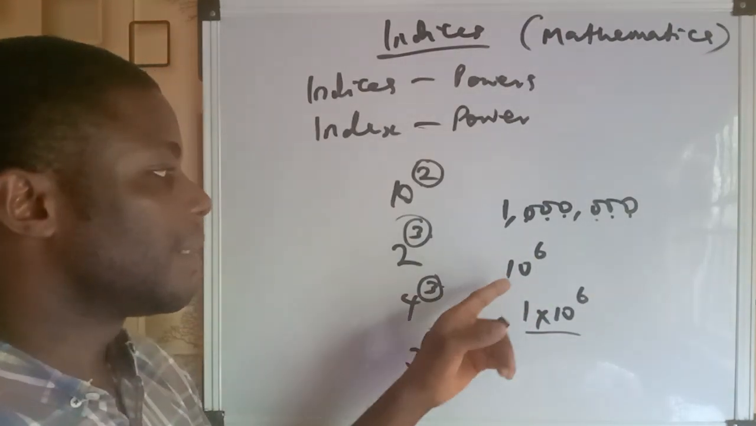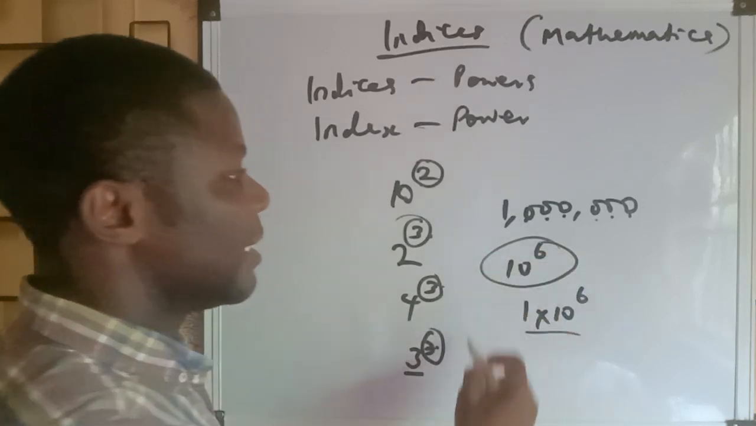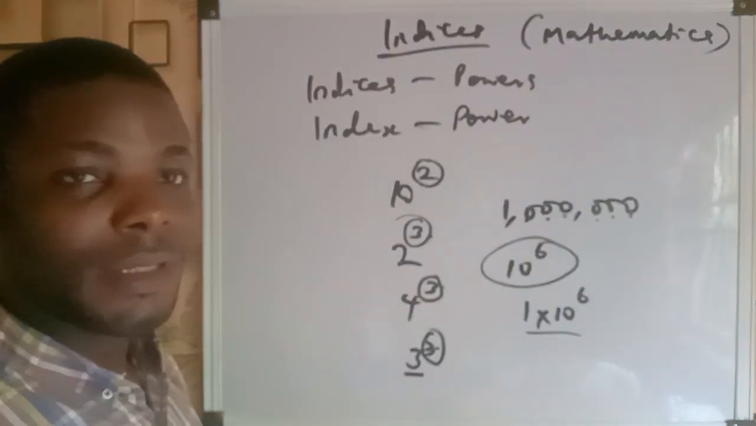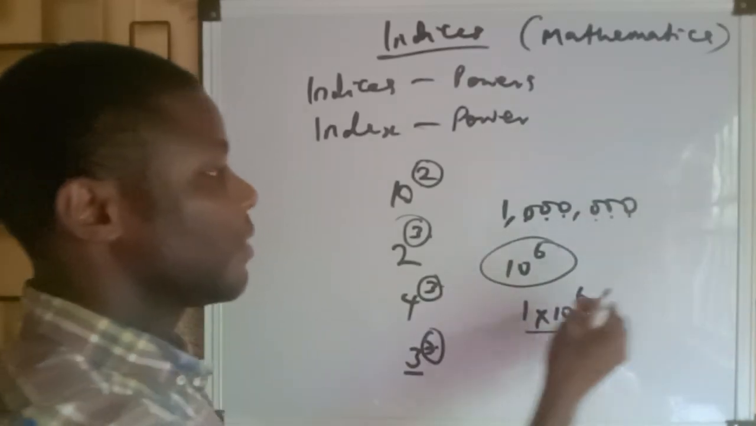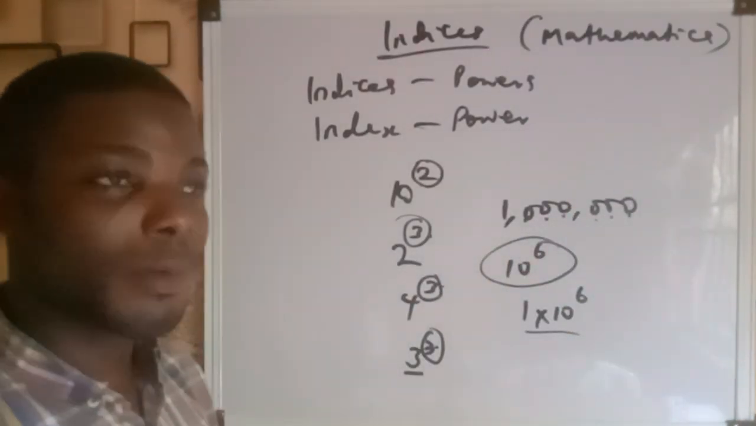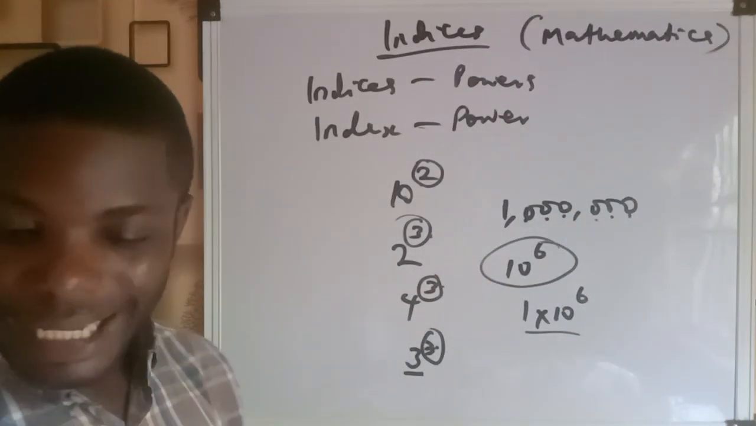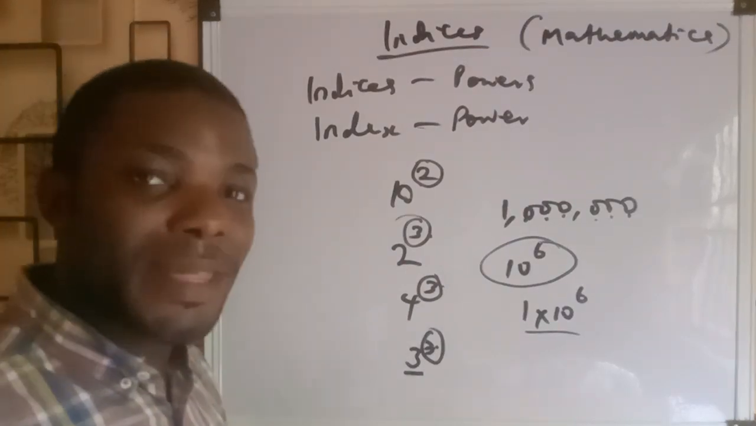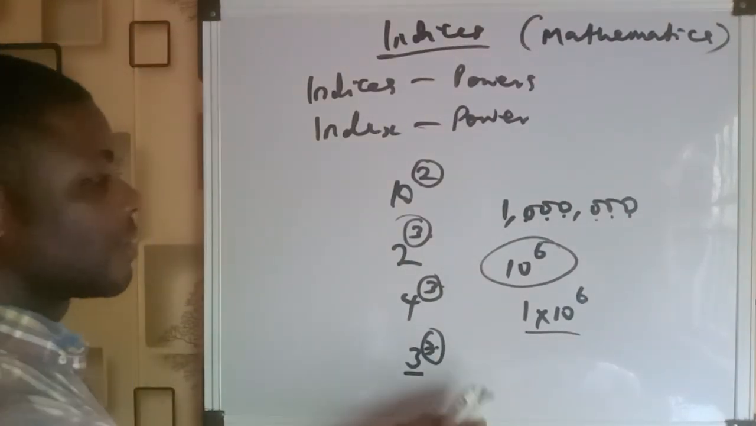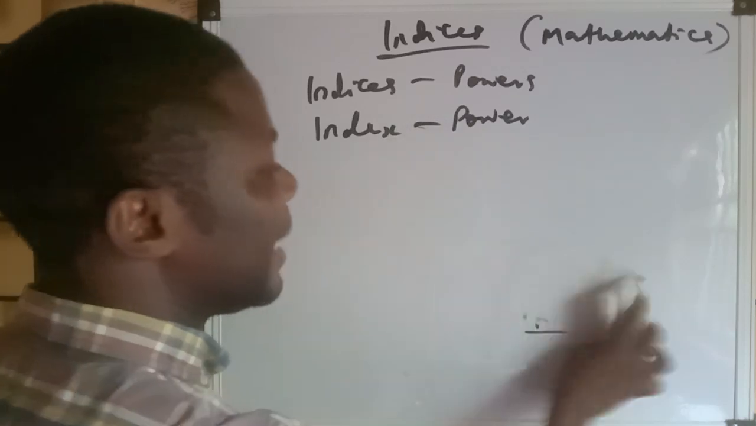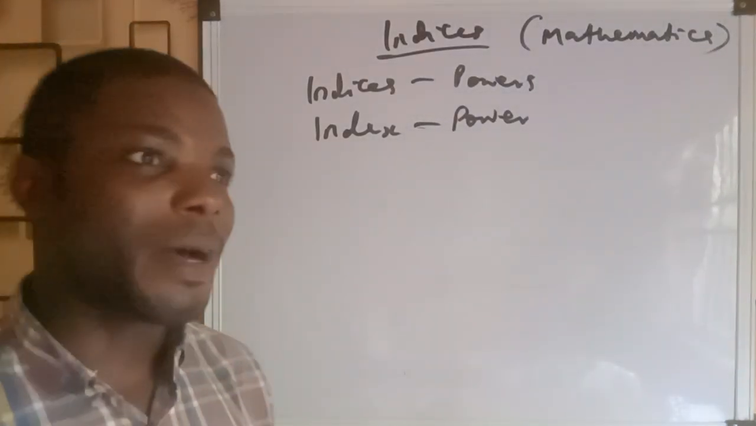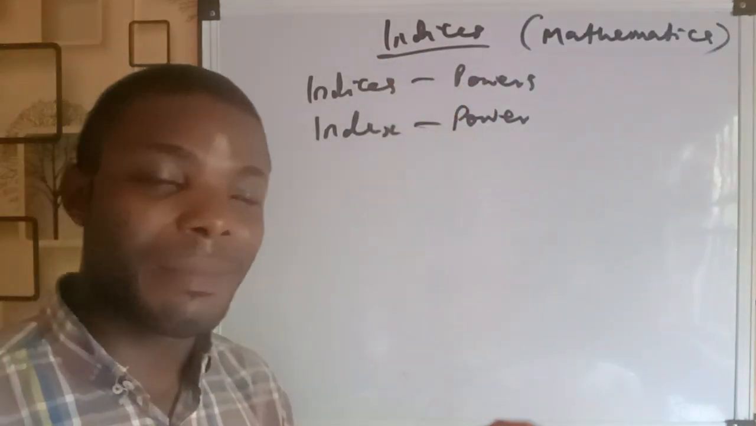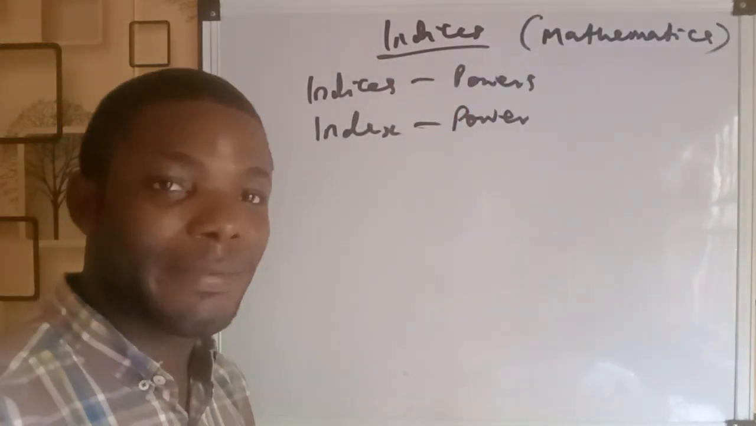So you can see that this expression has simplified this value. Instead of writing 1,000,000 in full, you just write 10 raised to power 6 and you have your 1 million. So indices makes mathematics simple. It compresses a lengthy expression. That's one thing I love about it. Indices is just the mathematics of powers. And indices as a topic in mathematics is connected to standard form.